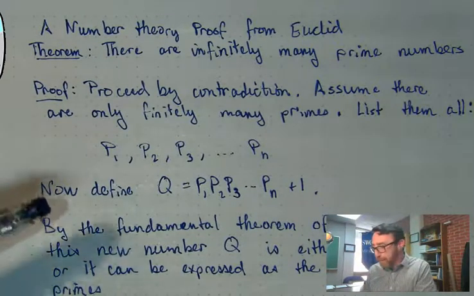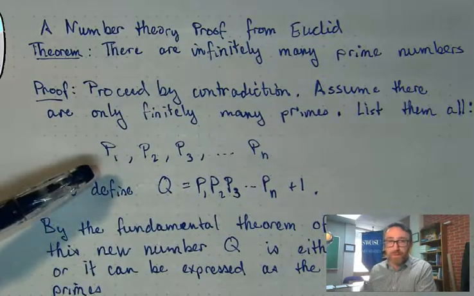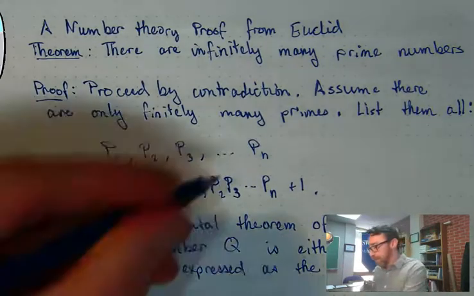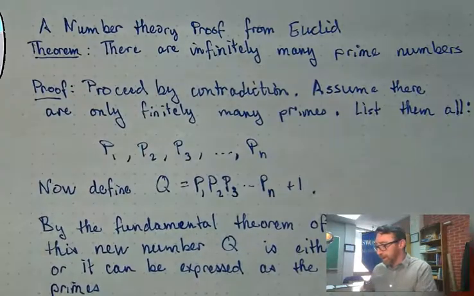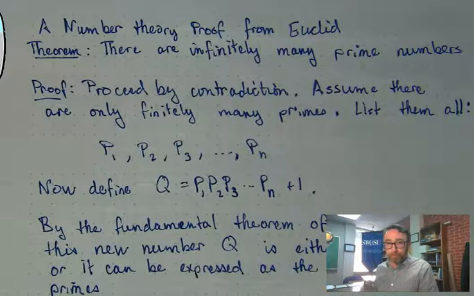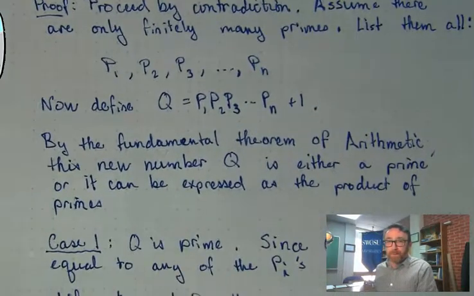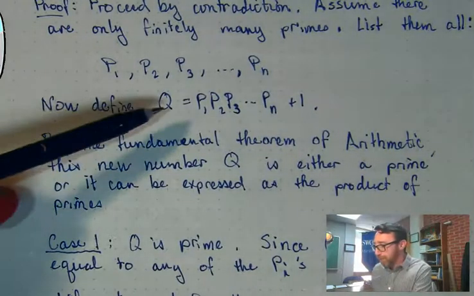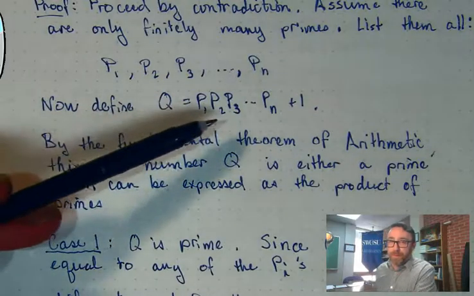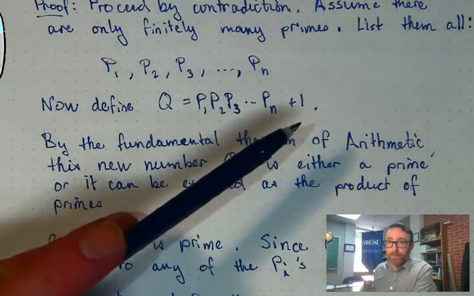Well, in that case, we can make a list that contains all the prime numbers. So this list, P1, P2, P3, and so forth and so on, all the way up to Pn, is our list that supposedly contains all the prime numbers. Now we're going to define a new number, which we'll call Q, and we're going to define that number by taking all the primes, multiplying them together, and then adding 1 to that.